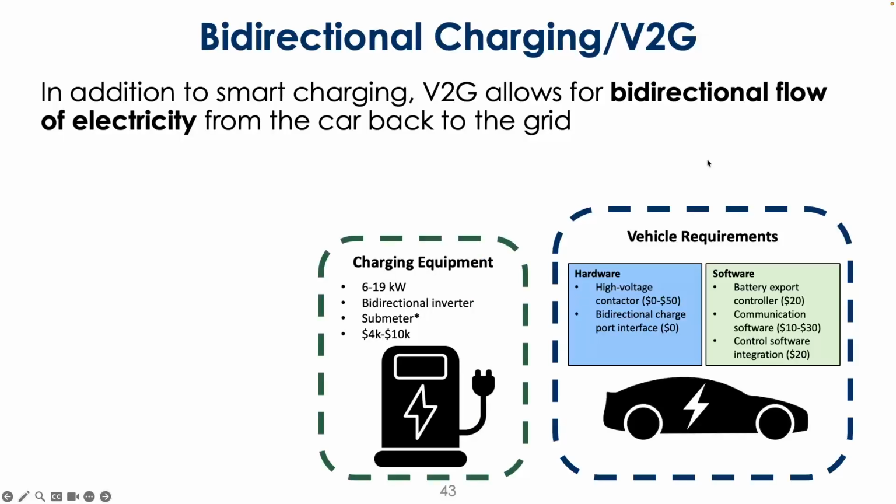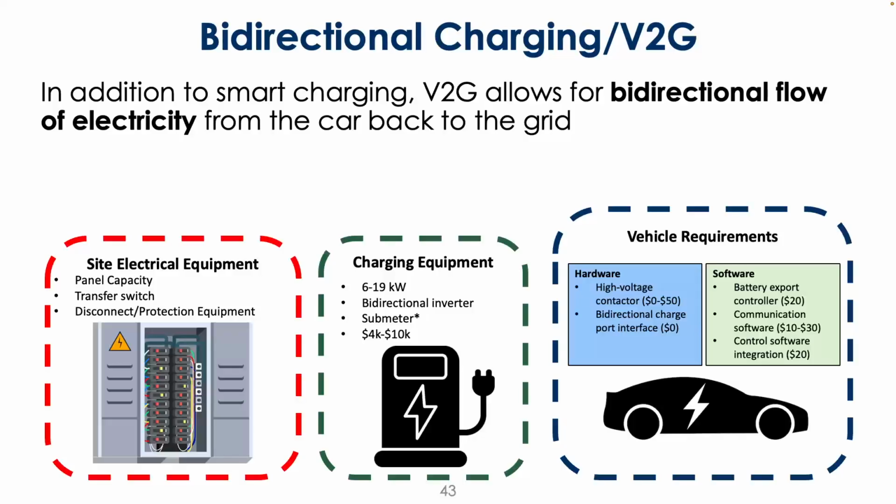However, the charger equipment also has requirements that are probably going to be a little bit higher. If you're doing AC out, you may need some kind of converter. If you're doing DC out, you need a bidirectional inverter. You probably need a sub-meter to measure electricity coming out. This can be expensive, right? So this can be on the order of a couple thousand dollars.